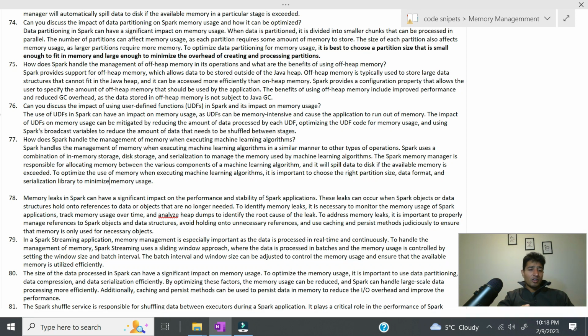The impact of UDFs on memory usage can be mitigated by reducing the amount of data processed by each UDF, optimizing the UDF code for memory usage, using a Spark broadcast variable, etc.